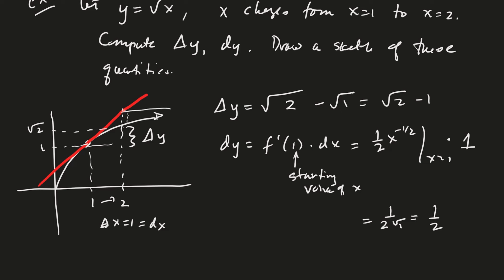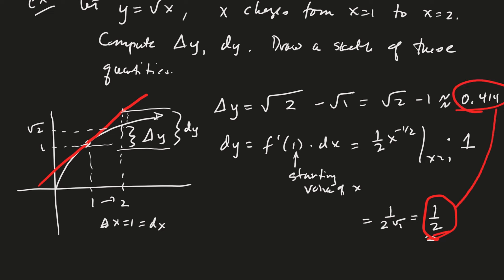and so geometrically, dy is this whole quantity here, right? This is dy, and we just computed that to be 1/2. So let's see, I'm going to pause for a second and make a computation. Okay, and so the square root of 2 minus 1 is approximately 0.414. And so we see here that our change in y and our dy are very close together, right? And so often we will use dy to approximate delta y. Good. All right.